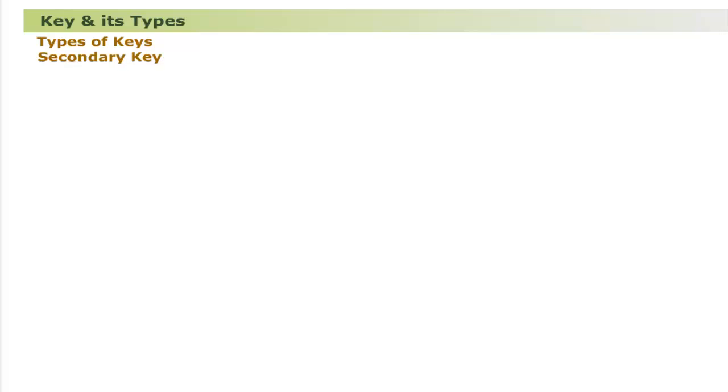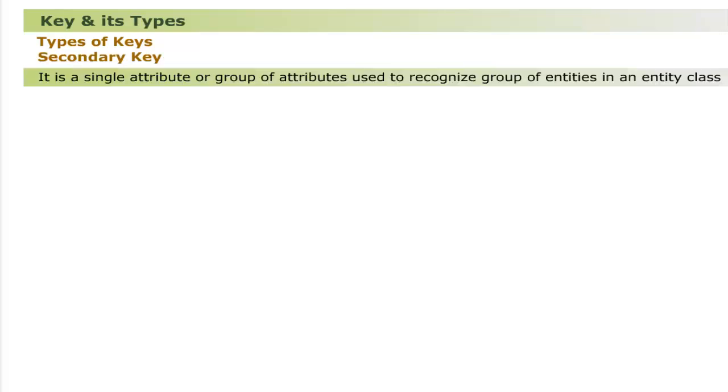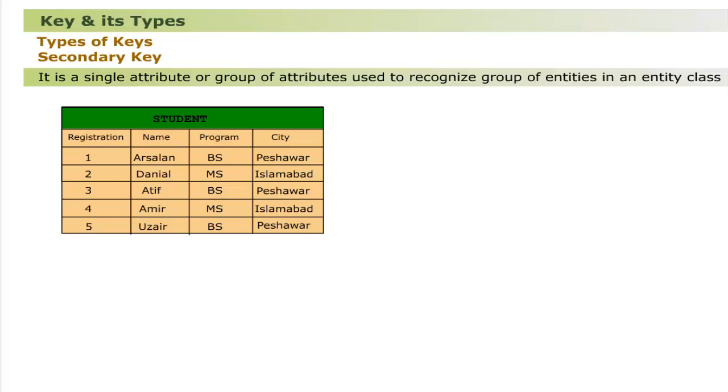Secondary key. It is a single attribute or group of attributes used to recognize a group of entities in an entity class. Consider the entity class student as shown. The attribute city can be used as secondary key, knowing all the students belonging to Peshawar. Any part of the composite key can also be used as secondary key.